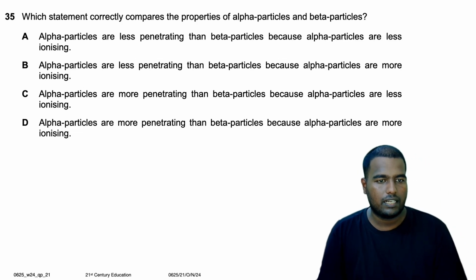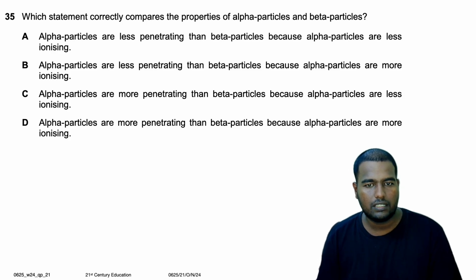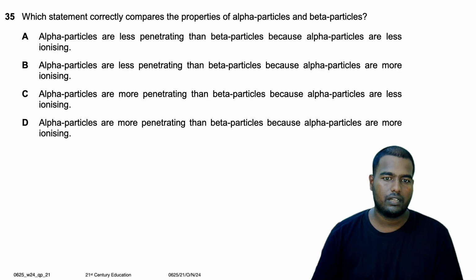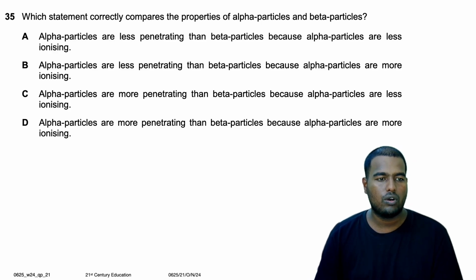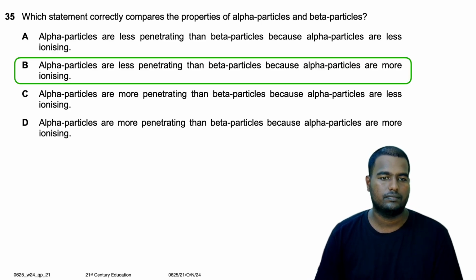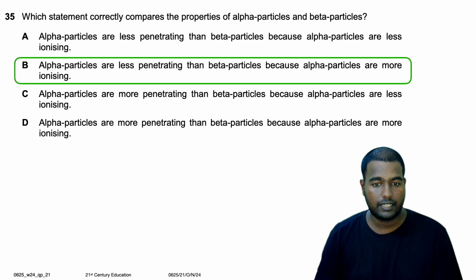Which statement correctly compares the properties of alpha particles and beta particles? Alpha particles are less penetrating than beta particles because alpha particles are more ionizing, B. And alpha particles have higher kinetic energy.